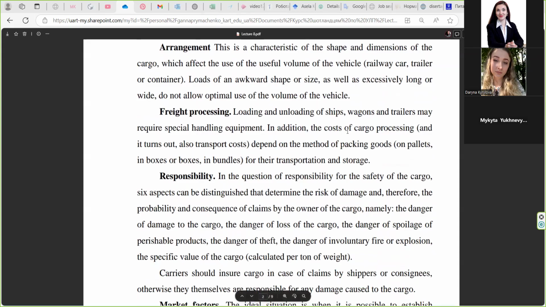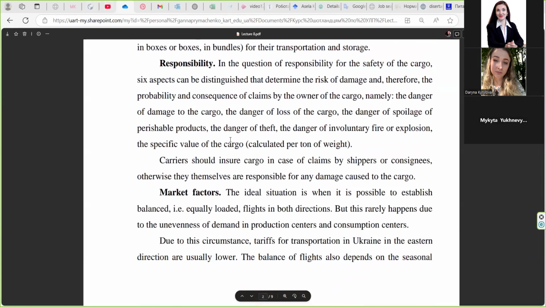In addition, the cost of cargo processing and its turnout, also transport cost, depends on the method of packing goods, on pallets in boxes or boxes in bundles, for example, and other for their transportation and storage, because it could help to save time for loading and unloading operations. With this process, it could be useful.